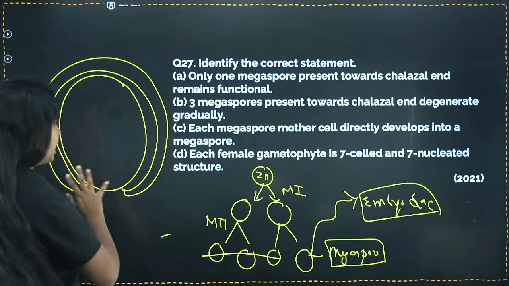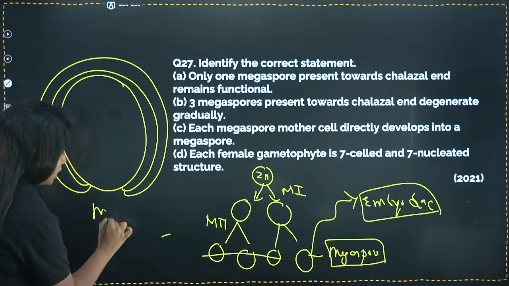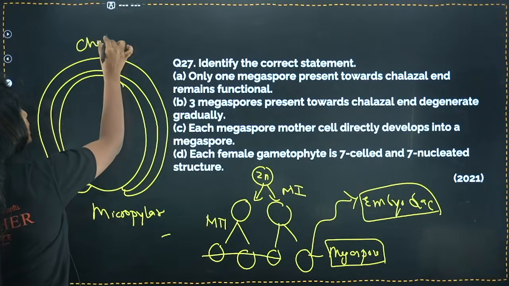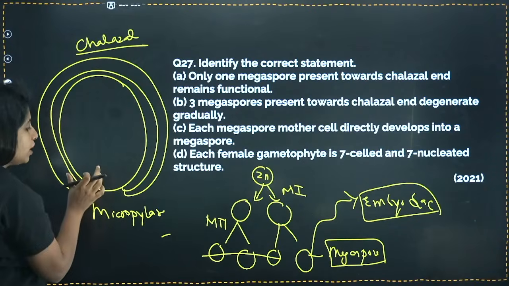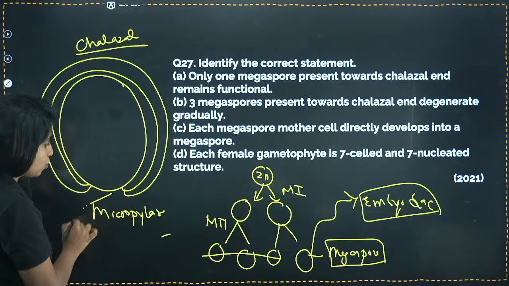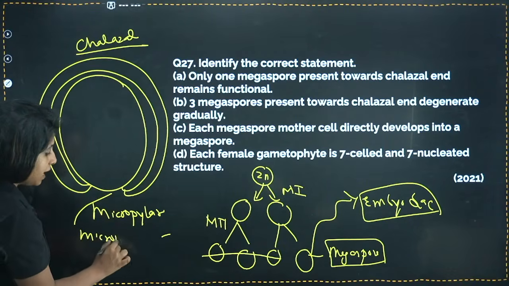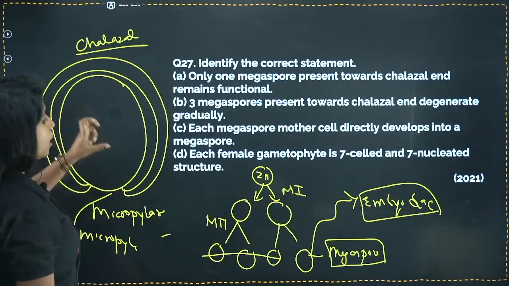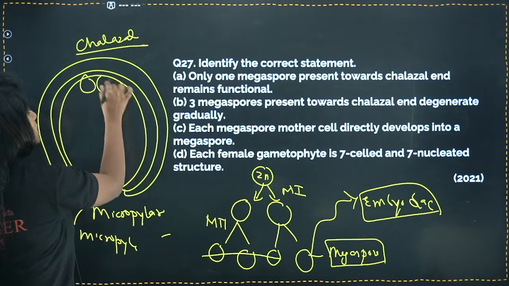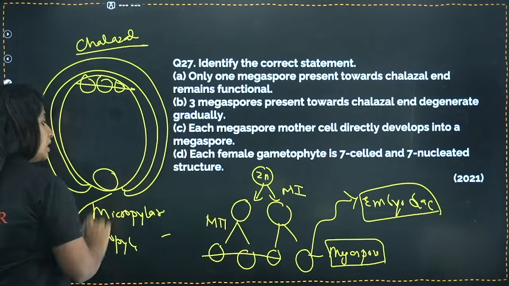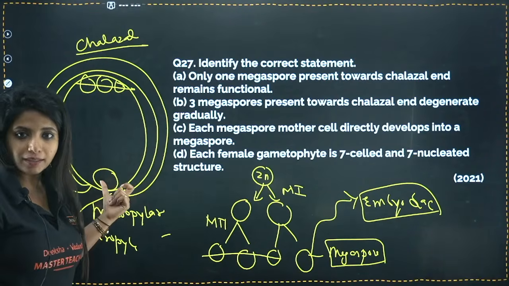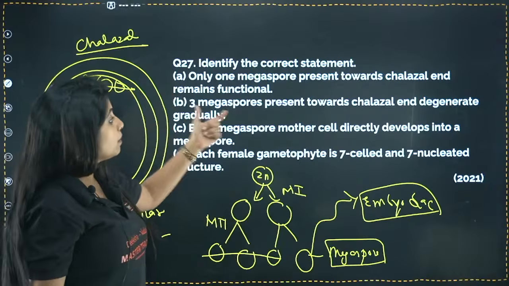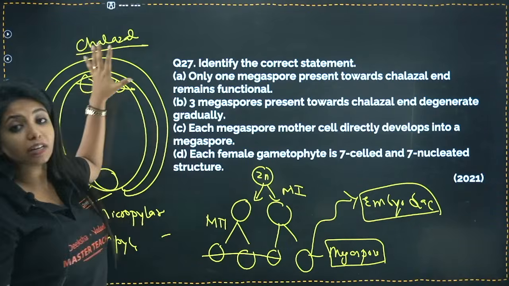So basically, anything good happens in the micropylar end, and everything bad happens in the chalazal end. Always remember, wherever you do not have the integuments, that is the micropyle. This opening is the micropyle, and this end is the micropylar end. Opposite to the micropylar end, you have the chalazal end. So the 3 that degenerate, it happens up over here, and the one that remains functional, it happens in the micropylar end. So 'only one megaspore present towards the chalazal end remains functional' is wrong. '3 megaspores present towards the chalazal end degenerate gradually' is correct.